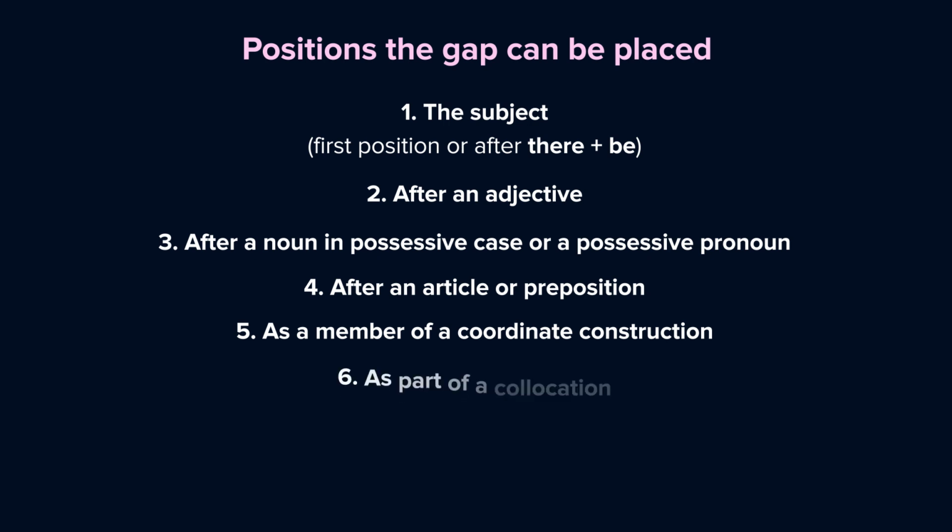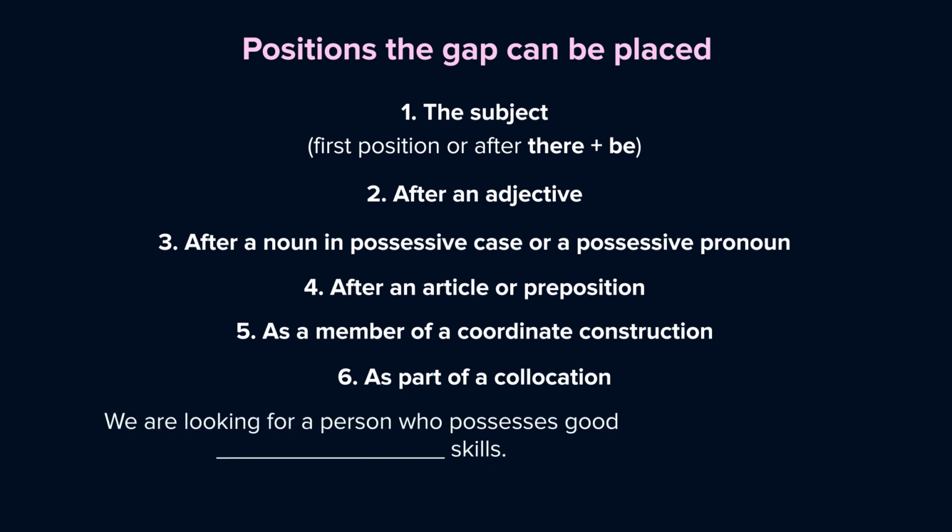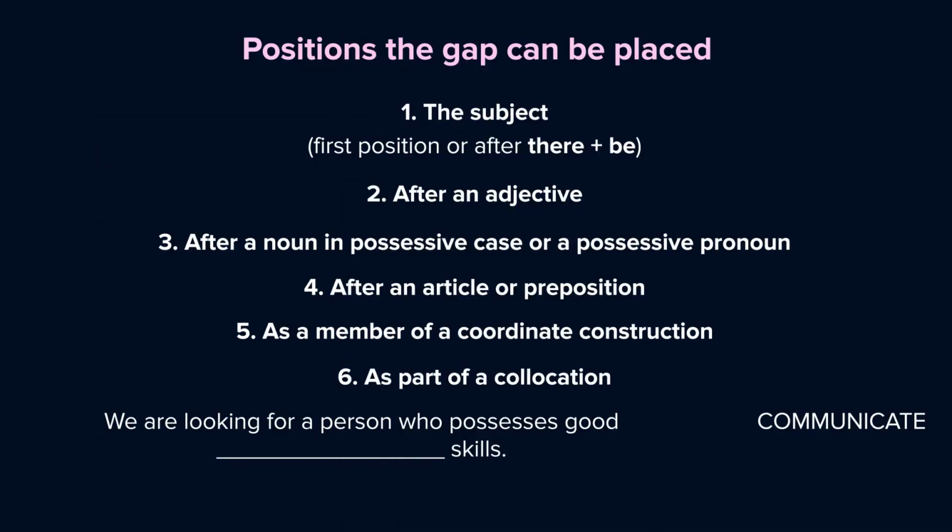Moving on. Our gap can also be a part of a collocation that needs a noun. And here, sorry, but you'll have to get them from memory. For example, there is a gap in this sentence: "We're looking for a person who possesses good skills." We need to form a word from communicate. Another piece of bad news here, guys. There is no rule that will help you understand that you need a noun here. You just have to know the collocation communication skills.